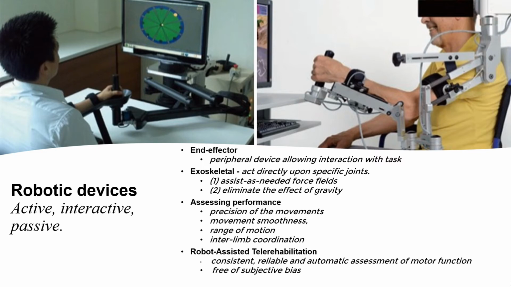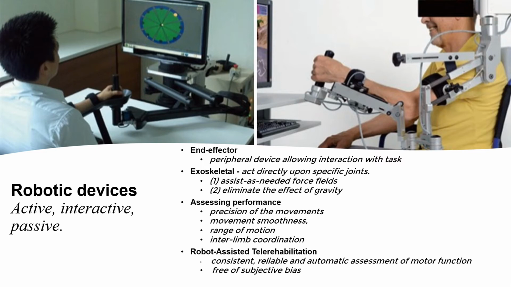The other type of robotic device is used to assess performance. What it does is measure the movements very precisely, including the smoothness of the movement, the range of movement, and interlimb coordination. So this is for the evaluation of function, and it's an objective evaluator.